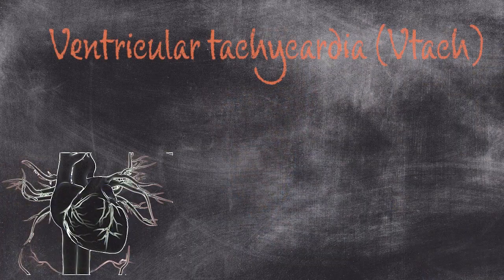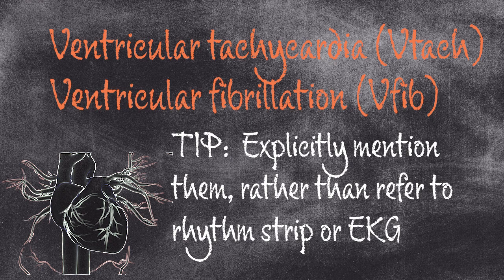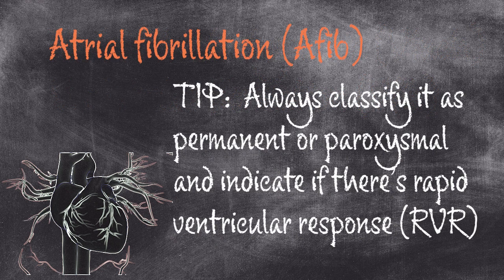The first is ventricular tachycardia or ventricular fibrillation. The important point here is to explicitly mention these diagnoses, not just refer in the chart to a rhythm strip or an EKG. The second is atrial fibrillation. What is essential here is that you document a type, such as permanent or paroxysmal, and it is also important that you document if your patient has rapid ventricular response.